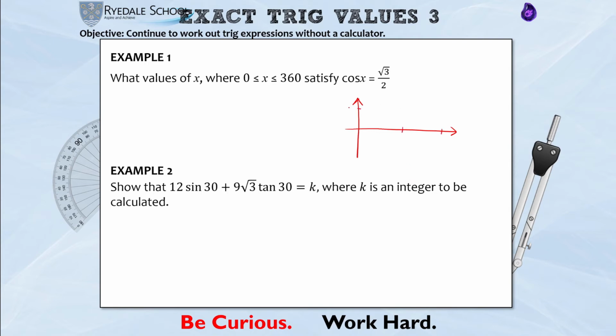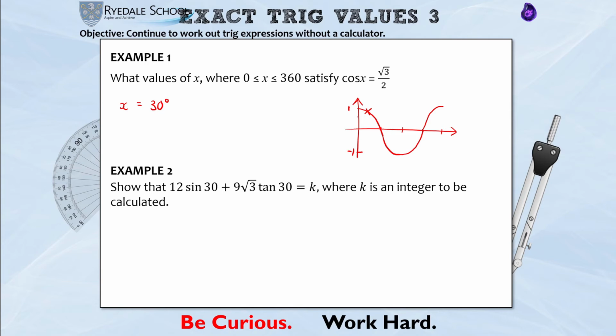It starts up at 1. It drops down to 0 at 90 degrees. By the time we get to 180, it's at -1. Back up to 0 at 270. And 360 is back at 1. So why have I drawn the graph? Well, we know that cos of x equals root 3 over 2, hopefully, from the ones that you know, is 30 degrees. That point there.